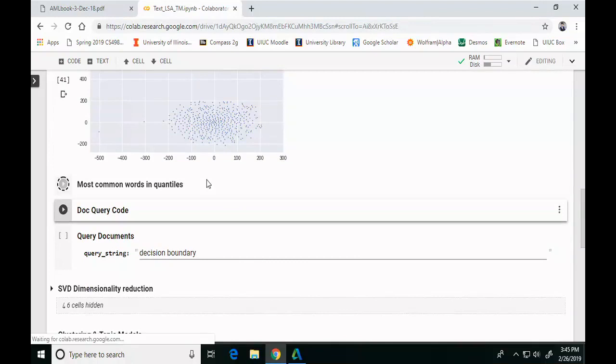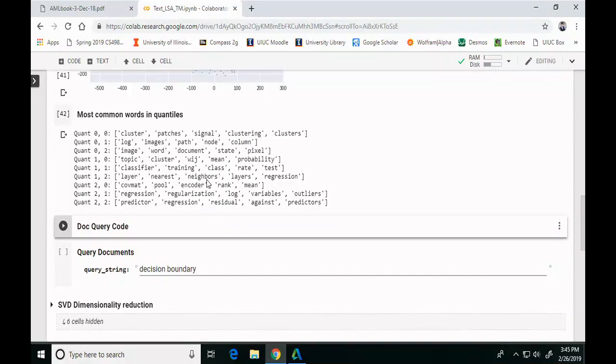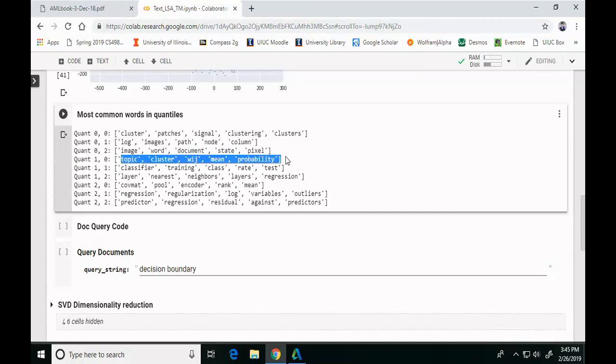Just like we did in the book, we can divide this up into 3x3 grids, and we can look at the different quantiles. And you could look at this and guess what chapters these might go with. So this is our clustering, probably our EM chapter. This is another clustering one. I'm not sure what patches and signals go to. Nodes and columns, those are just weird junk words mostly. Logs and images, I'm not sure what that one went to.